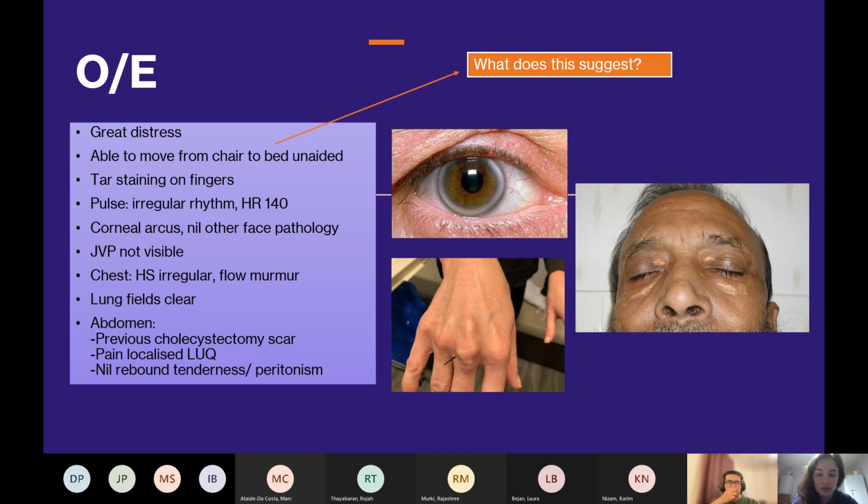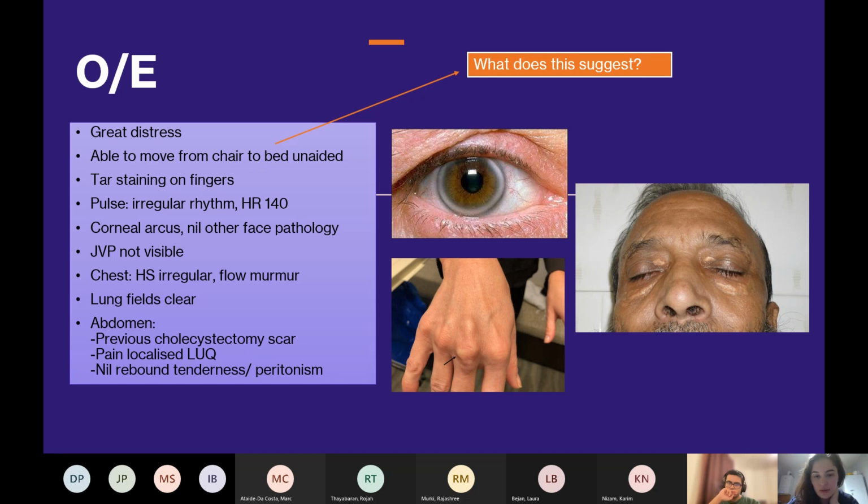So on the rest of examination, it's always very important to be methodical and go hand, up the arm, face, and then down. So the main findings there have been that he's tachycardic with an irregular rhythm, and also corneal arcus. So for a quick look at what these signs are, this is, as I've just given away, corneal arcus.